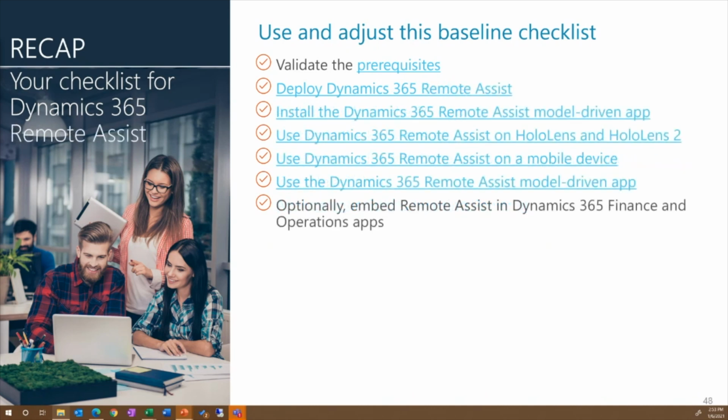So the checklist for Remote Assist is pretty similar in a lot of ways. Again, you're going to want to start out by validating those prerequisites, and then you can deploy Remote Assist. Install the model-driven app, and I've put some links in here for how to use Remote Assist on the HoloLens and HoloLens 2, how to use it on a mobile device, and how to use the model-driven app. Obviously, we showed a demo just a few minutes ago on how you can optionally embed Remote Assist into finance and operations as well.